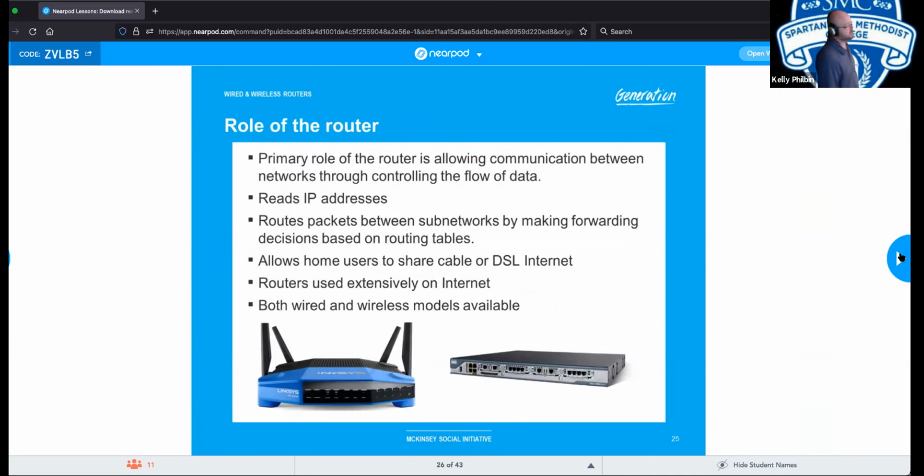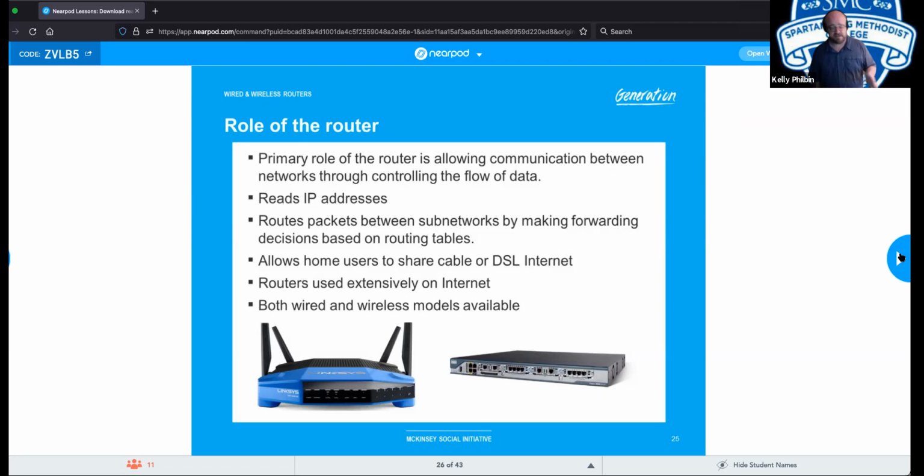The role of a router. Primary role is to allow communication between the networks through controlling the flow of data. It reads IP addresses. That's pretty much it. And it makes forwarding decisions based on those IP addresses. It does not read data. It does not read what's in those packets. It doesn't care. It just reads IPs and forwards them to where they should be going, based off of whatever set of rules you have in place.